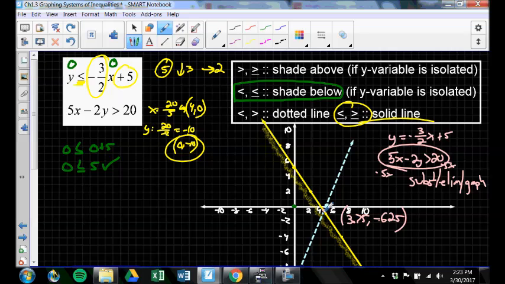Now let's figure if I should shade above or below this line. I can't trust the fact that this is a greater than. I can't just see greater than and say, oh, that means shade above. That only works if the y variable is isolated. If the y variable isn't isolated, you have to do some algebra.